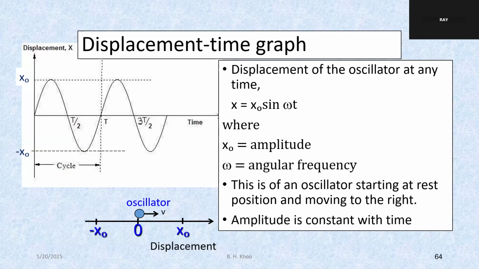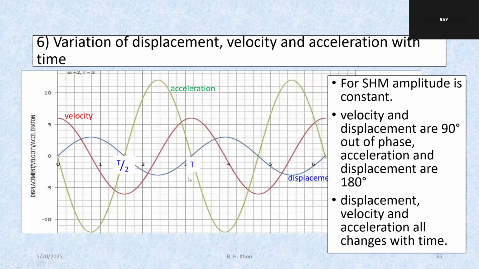Okay, it's just repeating there. Amplitude is constant. The key for the displacement-time graph is that the amplitude is constant for simple harmonic motion, right? Amplitude is constant with time. Usually this is from the textbook or obtained from the internet. We'll show you all together. Amplitude is constant.